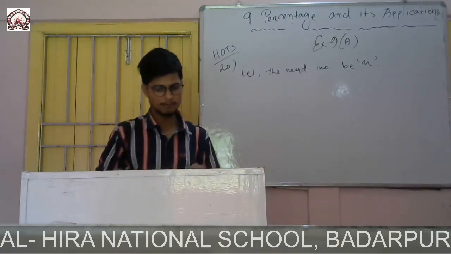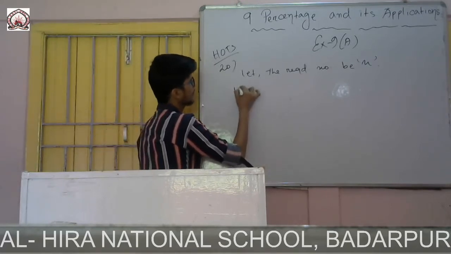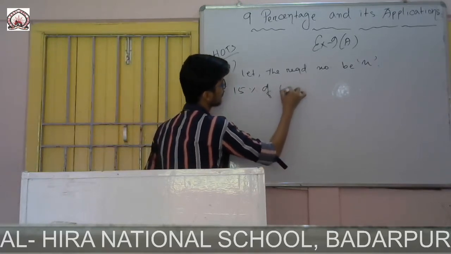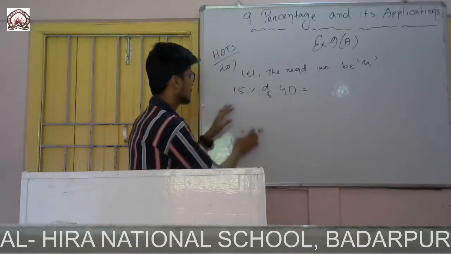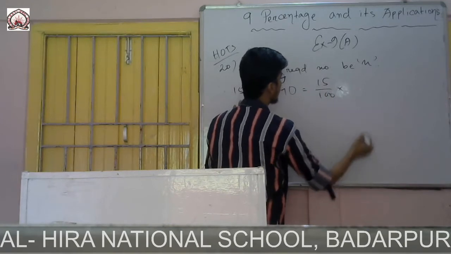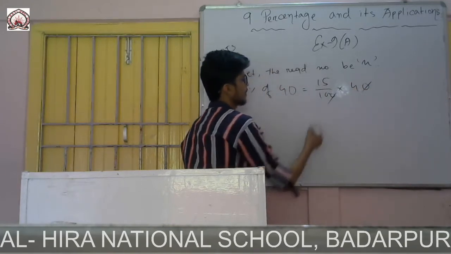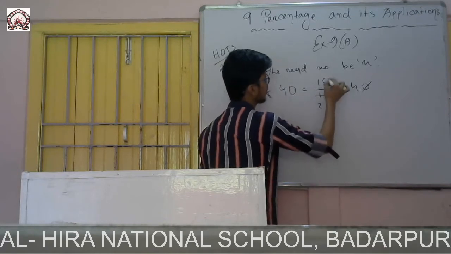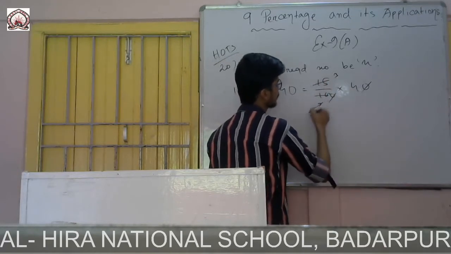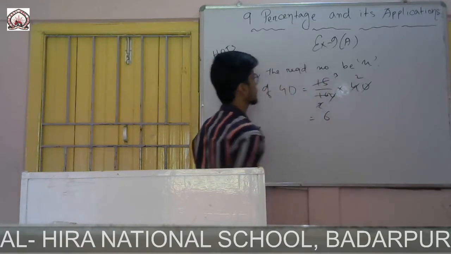So first of all I will find the 15% of 40. Since 15% of 40 equals, 15 by 100 of, multiplied by 40. Cancel the 10s, 5 2s are 10, 5 3s are 15, 2 2s are 4, so 3 2s are 6. So the value is 6.